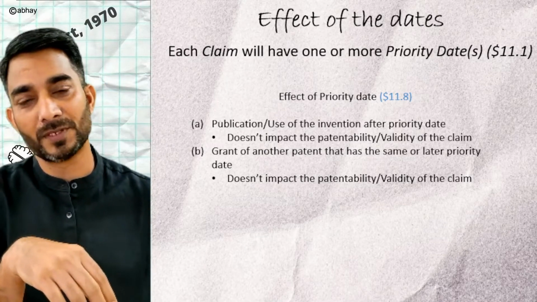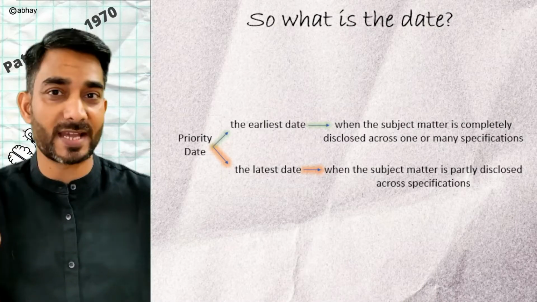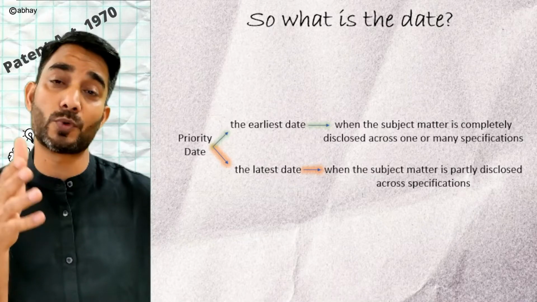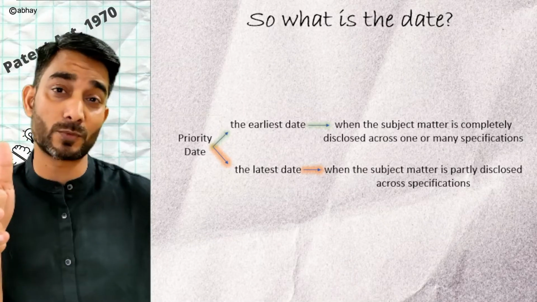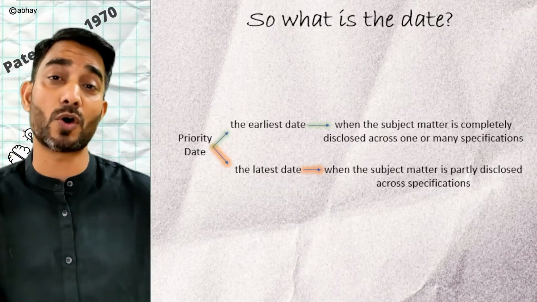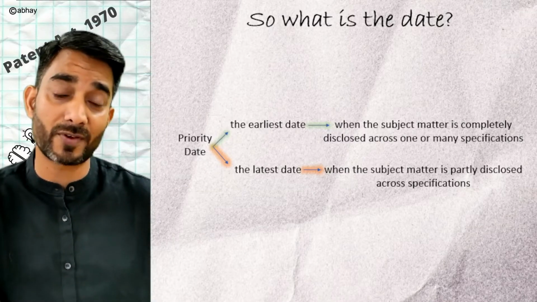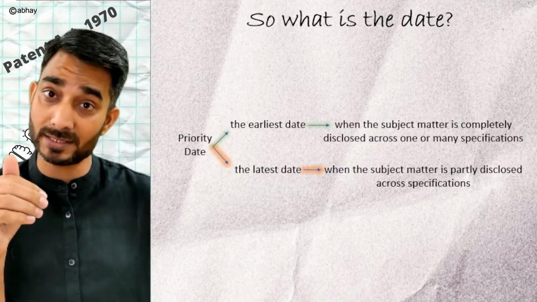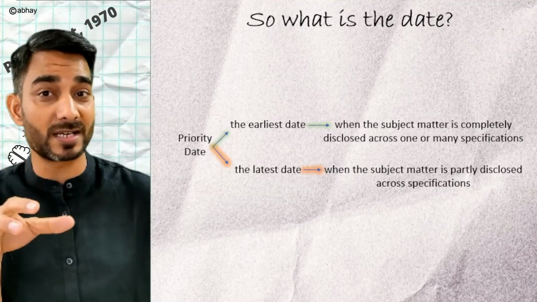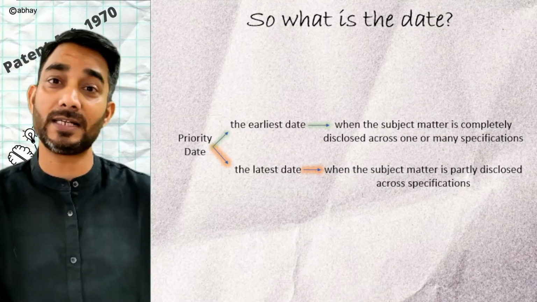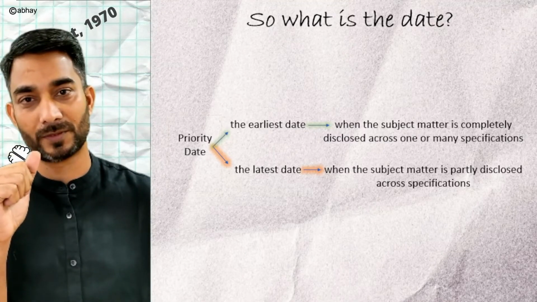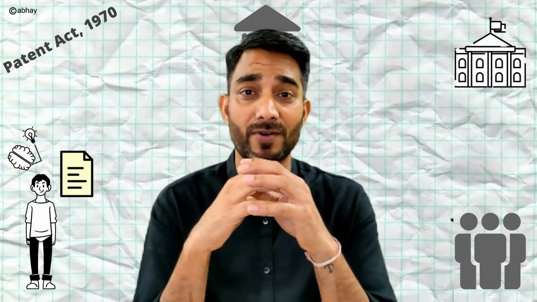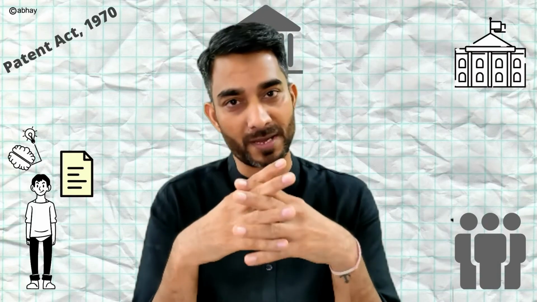Fair enough? So here is the gist. You decide the priority date of a claim based on where the subject matter was disclosed. In case the subject matter was disclosed completely in one or more of the earlier filings, then we choose the earliest of the filings as the priority date. In case the subject matter was disclosed partly in one or more, then we take the latest one. So with the help of section 11, we were able to identify the priority date in an accurate manner.